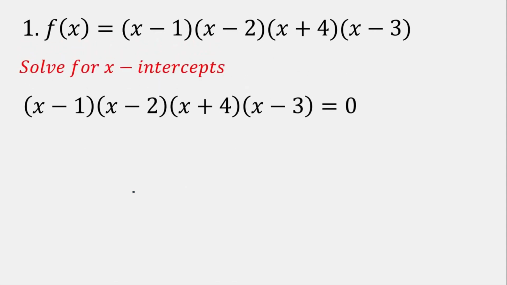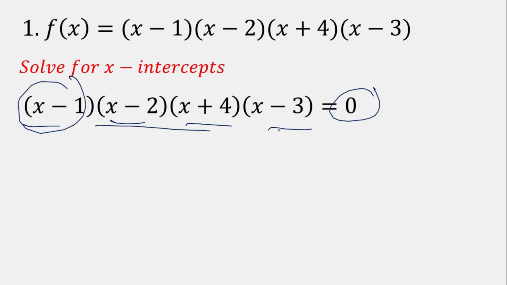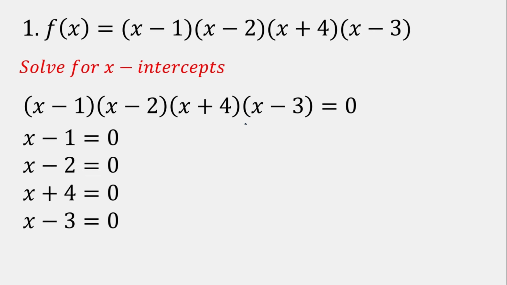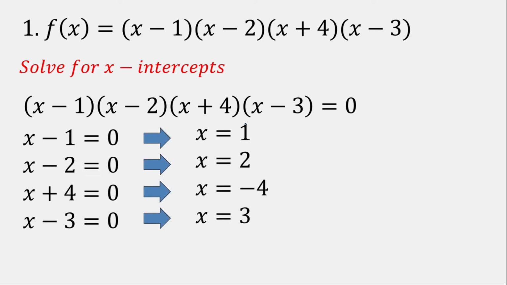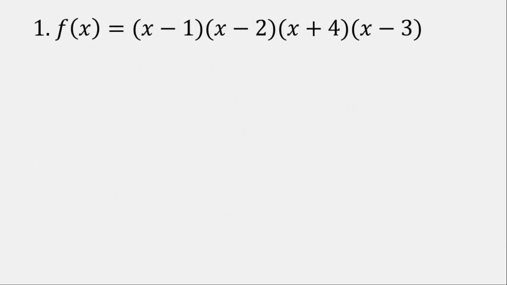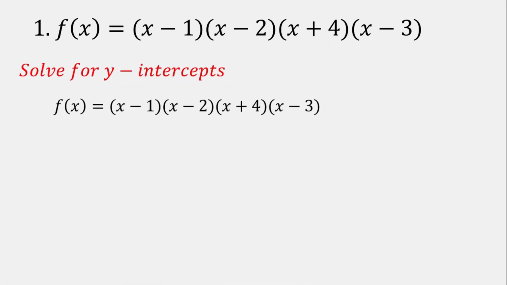Now for number 1, let's solve for the x-intercepts. If we multiply all of these factors to each other and it gives 0, then if one of them is 0, it doesn't matter what the value of the others is. So all we need to do is to equate each of them to 0, then find the value of x. So the values of x are 1, 2, -4, and 3. With that, we have these as our x-intercepts.